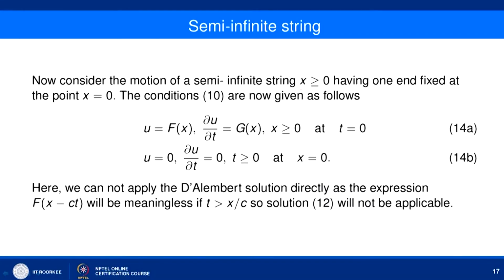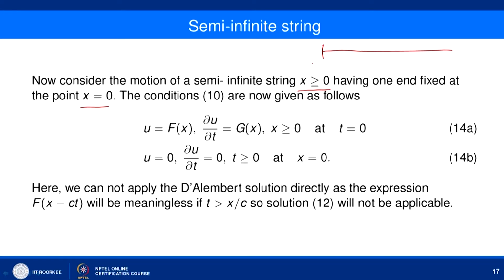Consider the motion of a semi infinite string. Here x lies between 0 and infinity, so x is greater than or equal to 0, having one end fixed at the point x equal to 0. It is like this: you have this point, and from here the string is fixed at x equal to 0.